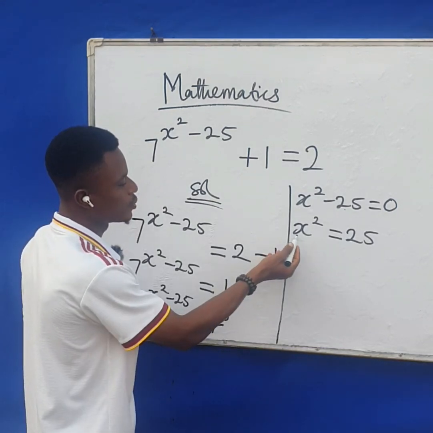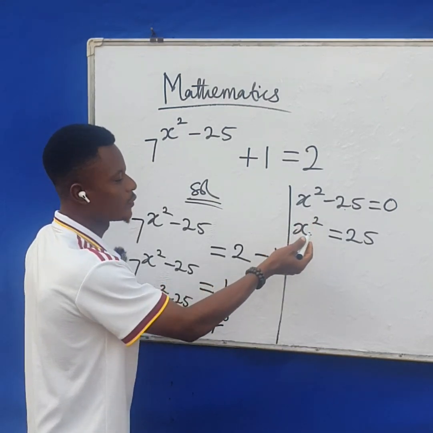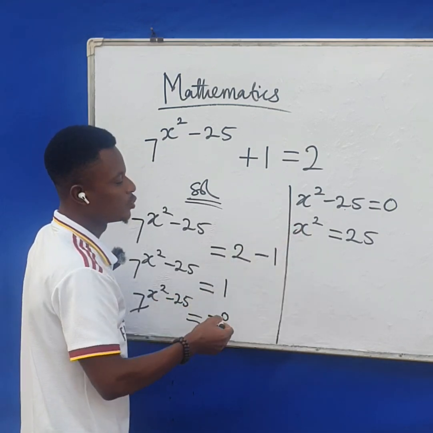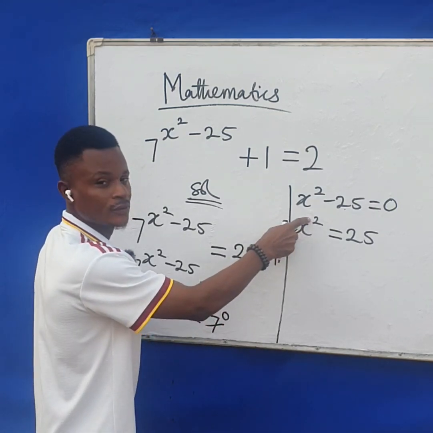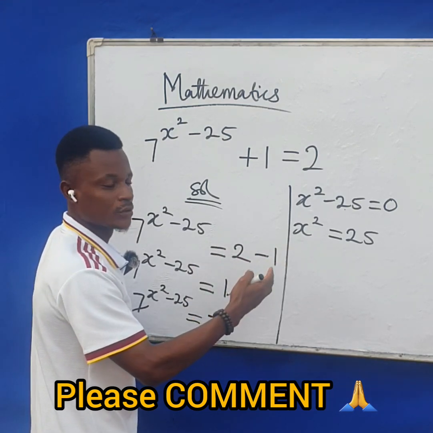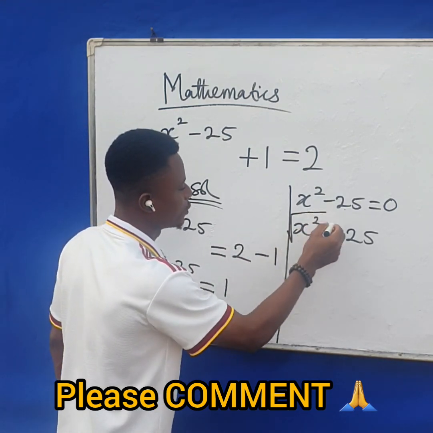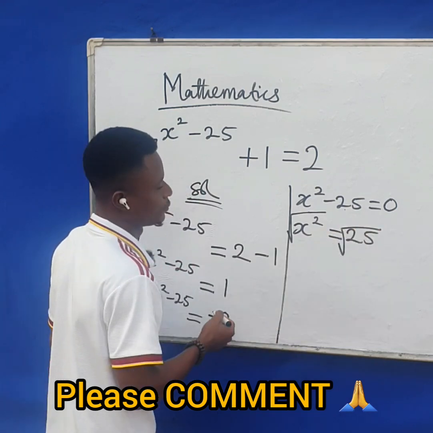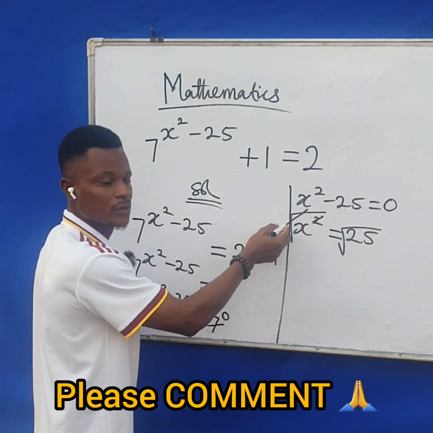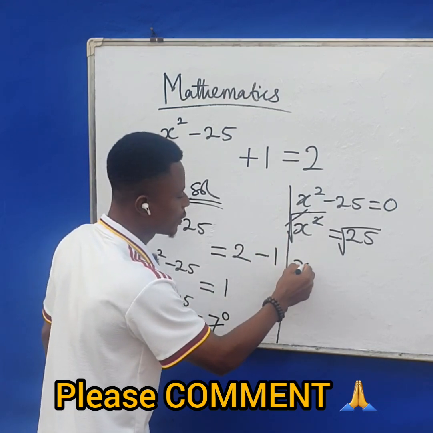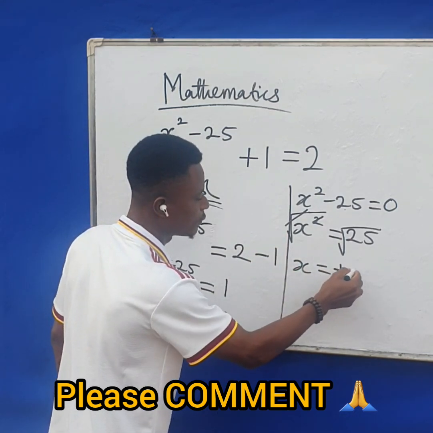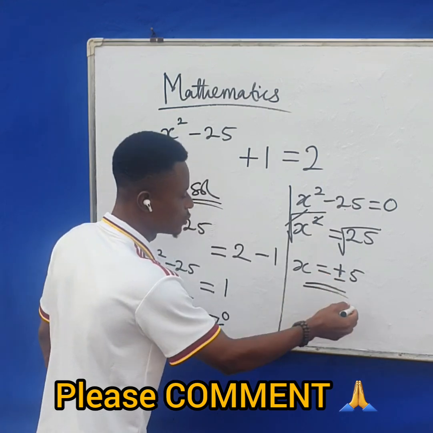Remember, we are looking for x, not x squared. So we have to make sure that this power 2 leaves this x. And how do we make sure that this power 2 leaves here? We can do that by taking the square root of both sides of the equation. So we have to take the square root of this and also the square root of this. On the left-hand side, this power 2 and this square root sign will cancel. And we have x equal to, the square root of 25 will give us plus or minus 5. And this is the answer to this question.